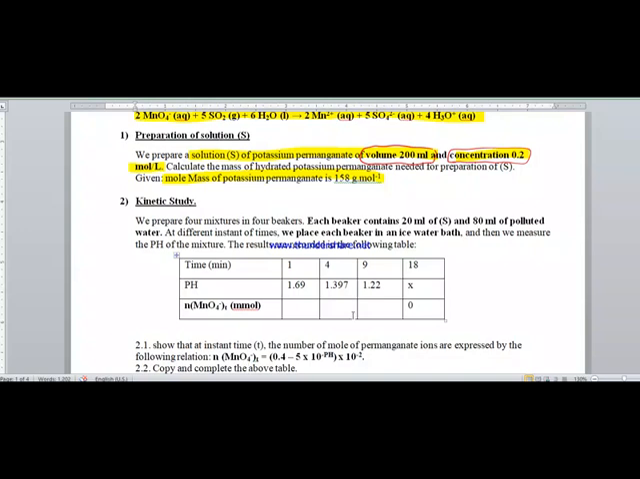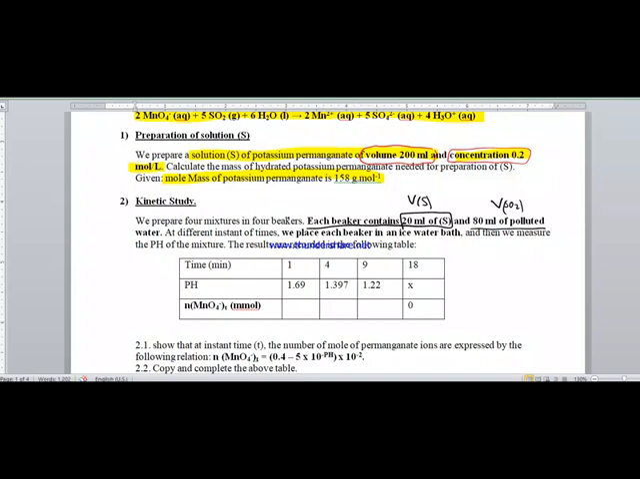The second part in this exercise is about the kinetic study of the reaction between potassium permanganate and sulfur dioxide. We prepare 4 mixtures in 4 beakers. Each beaker contains 20 milliliter of S, the volume of solution used in this experiment in order to study the kinetics of this reaction, and 80 milliliter of polluted water, the volume of water containing sulfur dioxide.